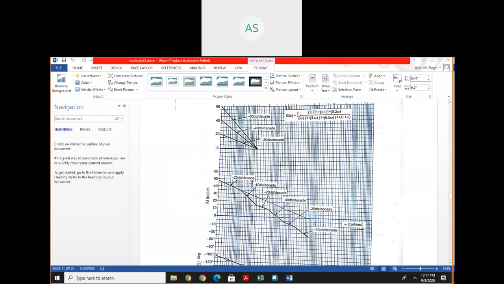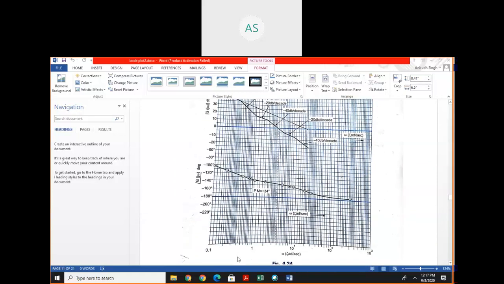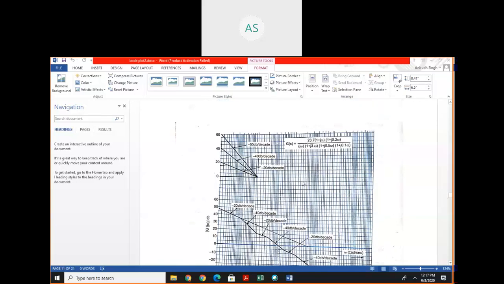This is the line, and here you see that omega is 1, 10, if this is 10, 20, and 30. And here this is 23.7, and from this point we draw a line of minus 20 dB per decade and produce this line so that it cuts the y-axis at this point, because there is one pole at origin.